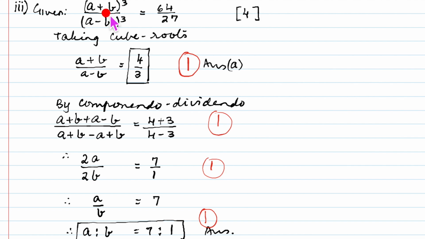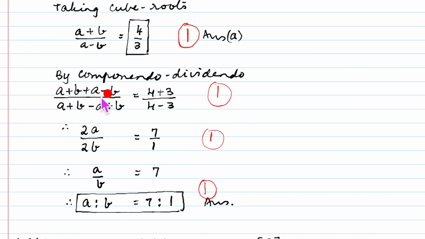We had the 2 cubes here, numerator, denominator, and these 2 also are cubes. This is cube of 4, this is cube of 3, and taking cube roots, we get (a plus b) upon (a minus b) is 4 upon 3, and that is our 1 mark. By componendo dividendo, we are going to add this plus this, I have shown that, and this minus this, I have shown that. And that will give us 4 plus 3 and 4 minus 3, that is again 1 mark when you write this. So you will have b and b getting cancelled, a and a getting cancelled.